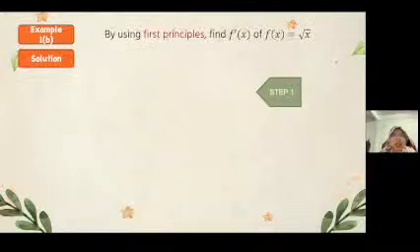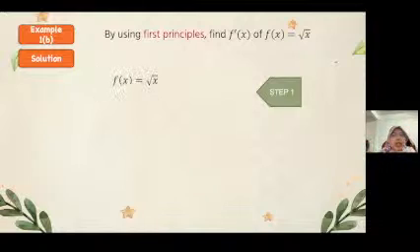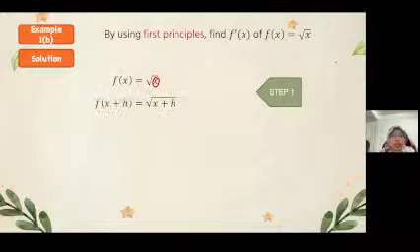Right, next. Okay, so now by using the first principle, we are going to find out the derivative for f(x) equal to square root of x. Okay, so the first step, you must be very clear what is your f(x) and then f(x+h). So we have to determine that one first. So f(x) is square root of x. So f(x+h), that means we just replace the x over here with x+h. So they will become square root of x+h.